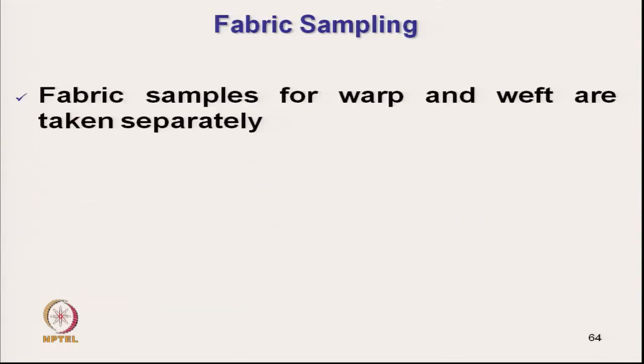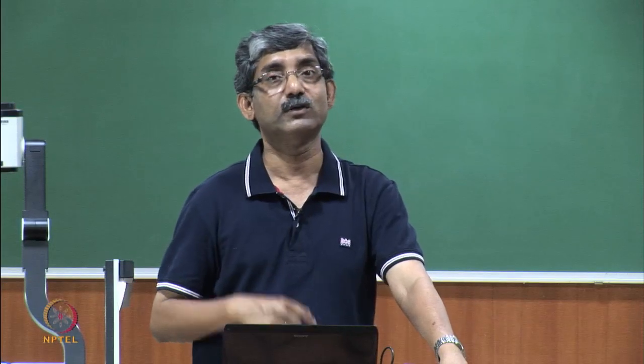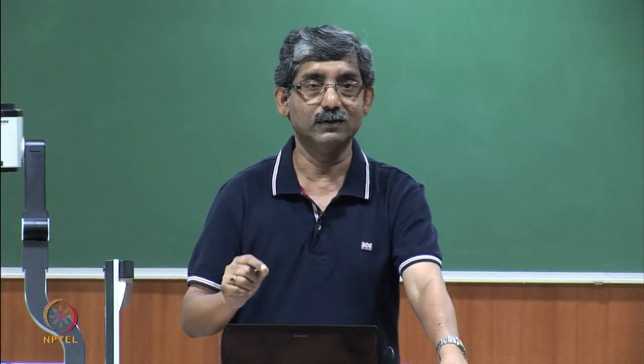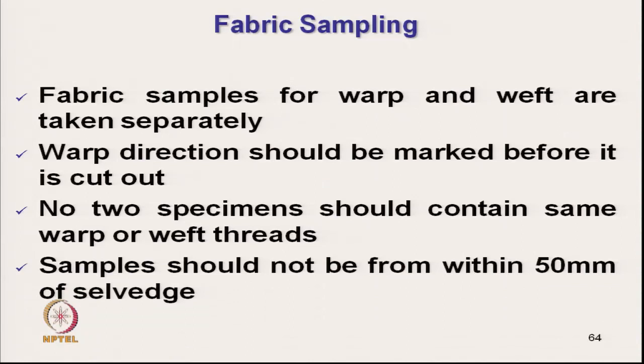Now, coming to the last segment, how to sample fabric. Fabric samples for warp and weft are taken separately. First, the warp direction should be marked. After cutting, it is very difficult to identify which direction is warp and which one is weft. So, before cutting we should mark which is warp and which one is weft. Similarly, as we have discussed, no 2 specimens should contain the same warp or the same weft threads.